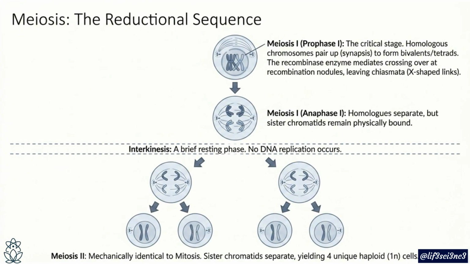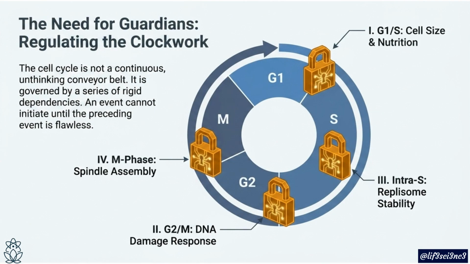Meiosis is the reductional sequence. Meiosis 1 separates homologous chromosomes, and meiosis 2, which is mechanically similar to mitosis, separates sister chromatids, resulting in four unique haploid cells. The cell cycle is regulated by rigid dependencies called checkpoints, which act as guardians.